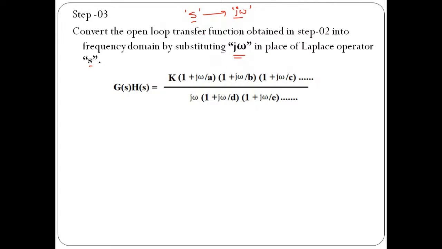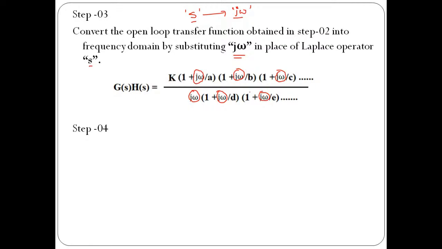So the open loop transfer function for the system will be like this. Once we have arranged them into standard form, now we need to replace s by j omega. So here we have 1 plus s by a. Instead of s, we have replaced it by j omega. Same for this, j omega. Again here we have j omega, again here, and again here. So this is the replacement of s by j omega. I hope this is clear to everyone.